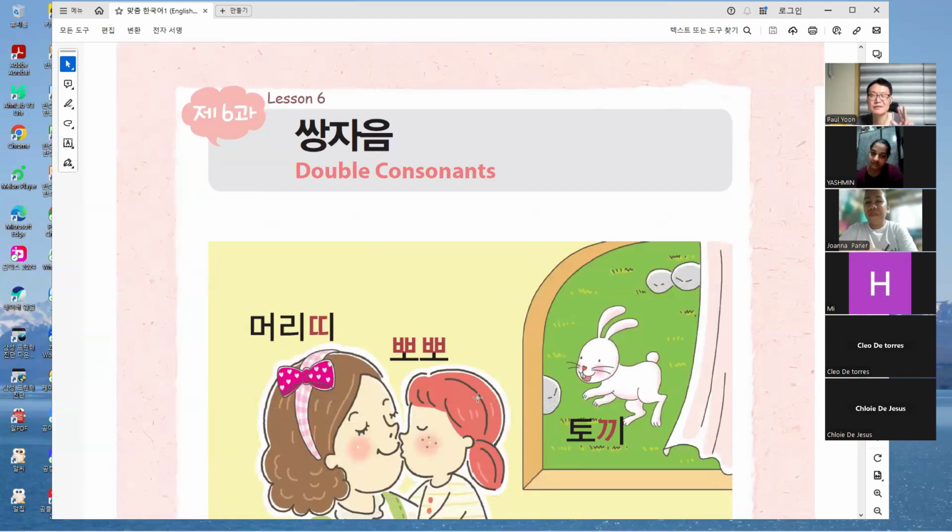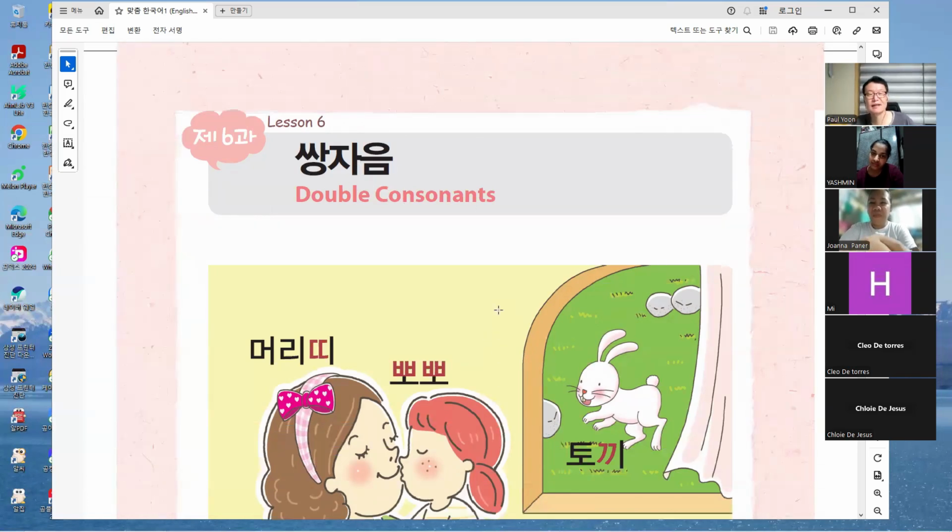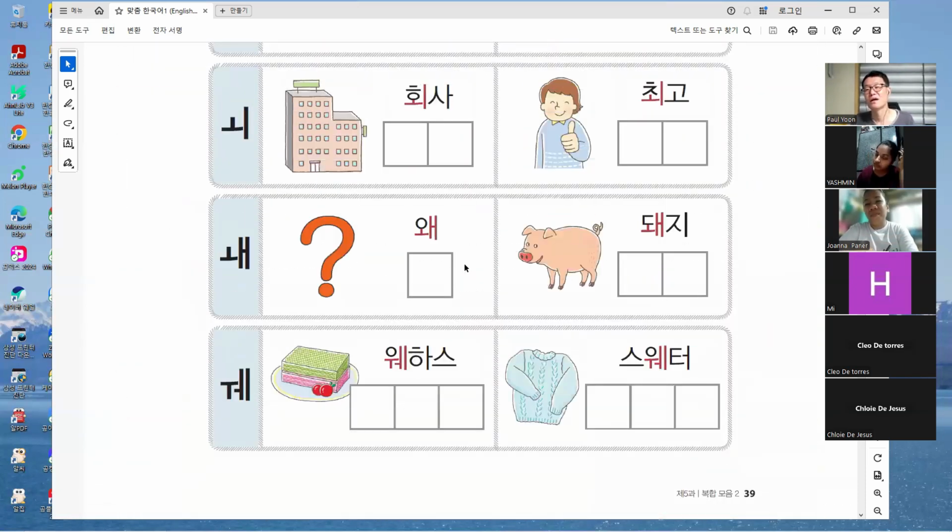Next class, our third class, we are going to study 쌍자음. 쌍 means double, right? Consonant means 자음. Next class, we will study 쌍자음. Okay, all right, that's all for today's class.